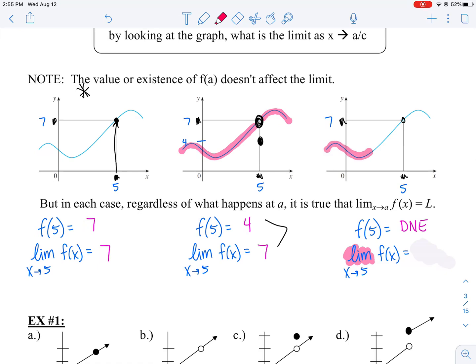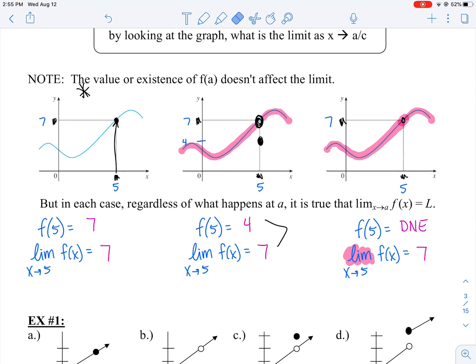I want to follow the path from the left, you want to follow the path from the right, and I want to know if we're going to be together. And even though there's a hole, doesn't mean we can't be together. Even though Starbucks is closed, doesn't mean we can't hang out until they open. So what would you say the limit is here? It should also be 7.